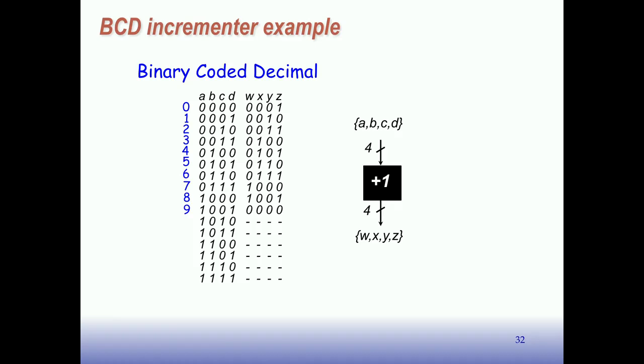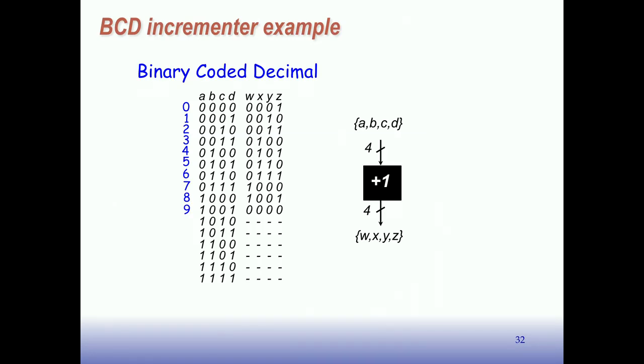So if you put 0 in, you get 1 out. You put 1 in, you get 2 out. You put 9 in, which is the way you represent 9 in binary coded decimal, you get a 0 and then a carry that goes over to the next digit. But here all we're doing is the low digit, just incrementing that. So 4 bits in, 4 bits out, plus 1.